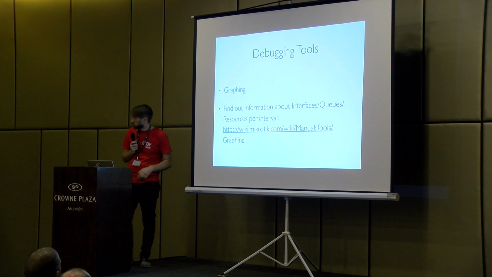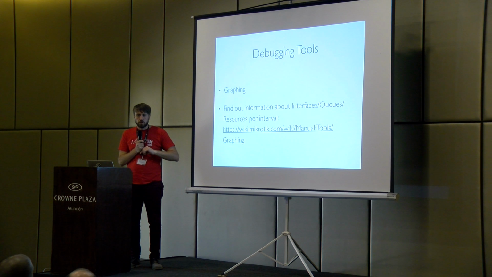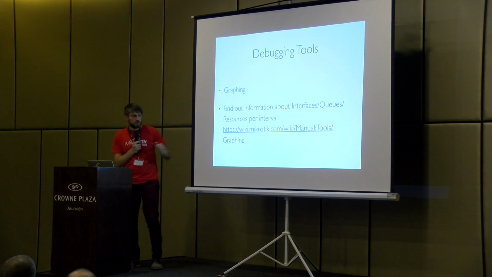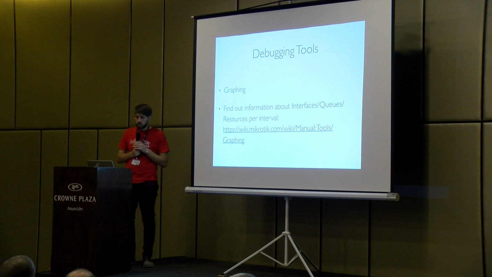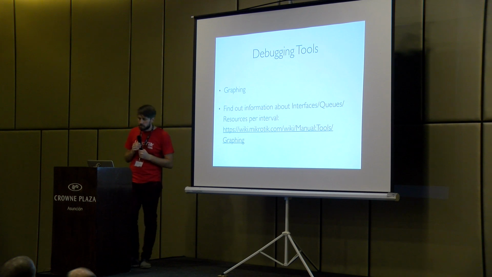And if you need to monitor specific options that are not available in graphing, RouterOS offers you SNMP versions 1, 2, and 3. It depends on how much security you need. With SNMP you can monitor many different options that are not available in graphing, and then you can set up an SNMP server somewhere in your network and monitor specific parameters there.